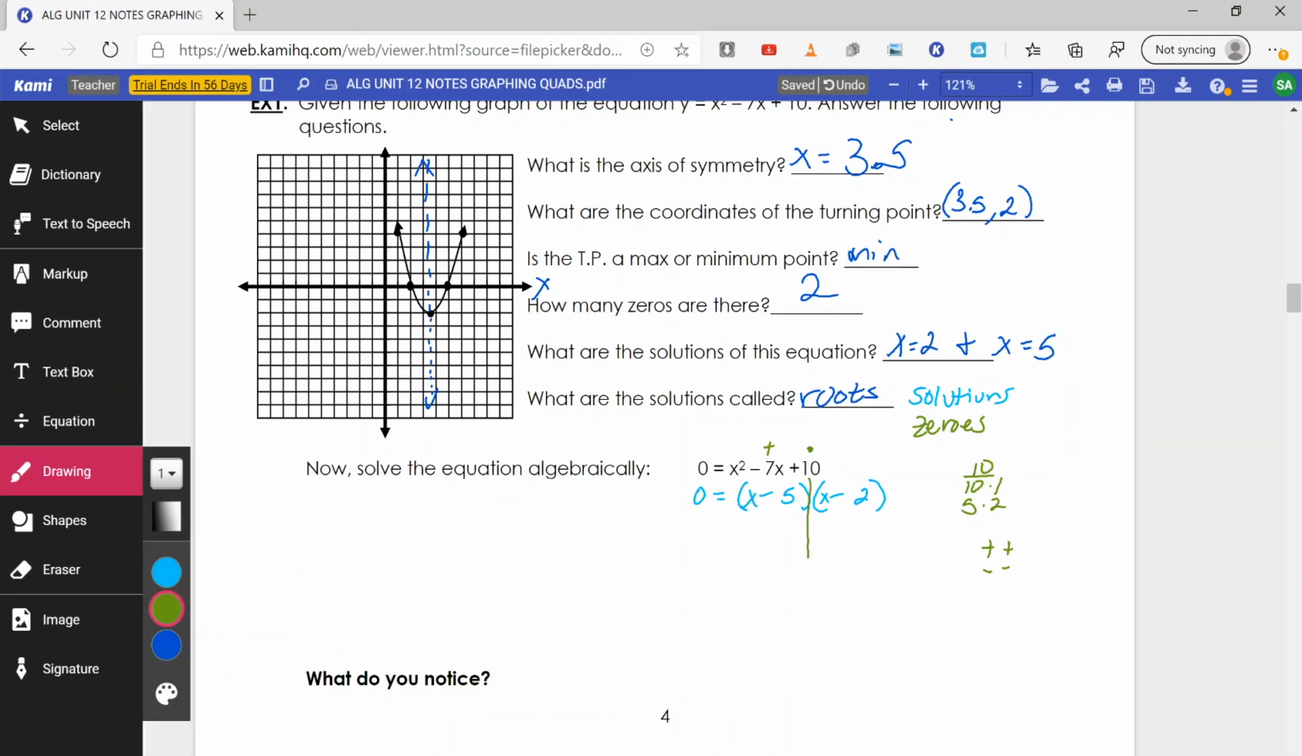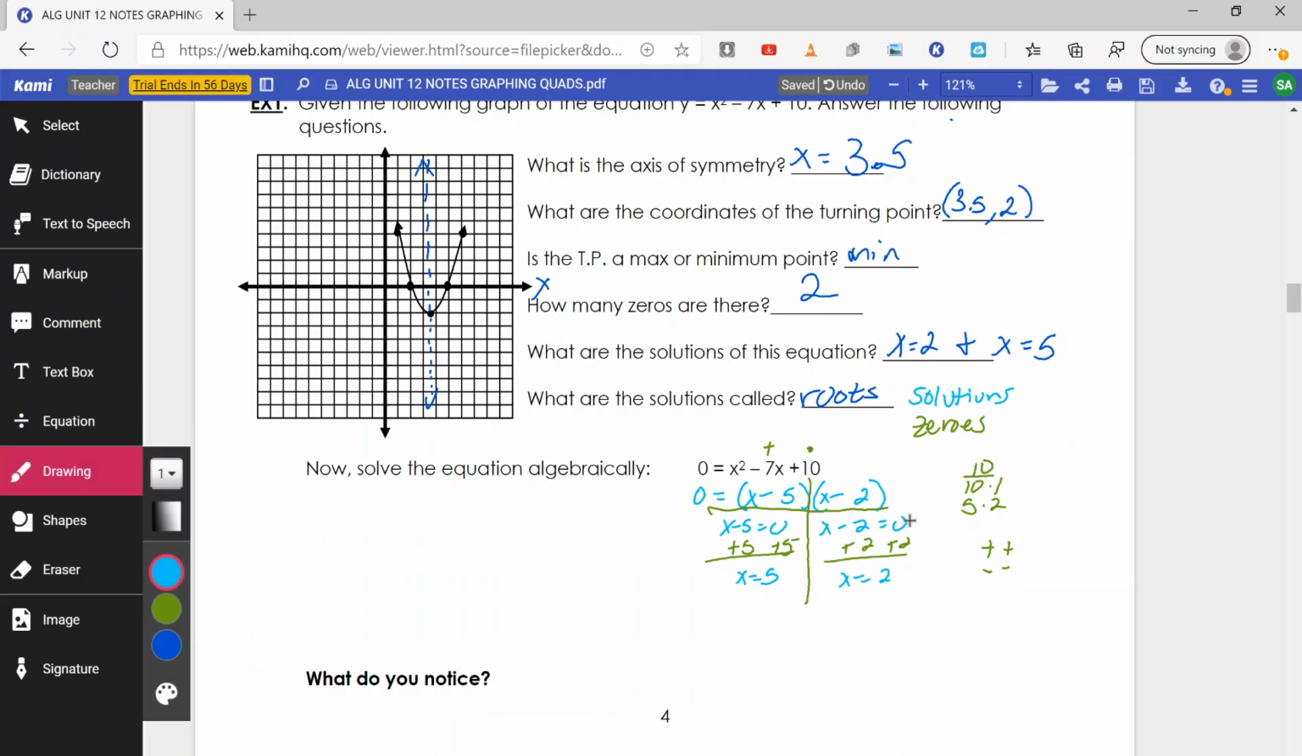Now what we do is we split these up and set each one equal to 0. So we get x minus 5 gives me 0, and x minus 2 gives me 0. So I solve for x by adding 5, and we get x equals 5. Do the same thing, I add 2 to both sides, and we get x equals 2.